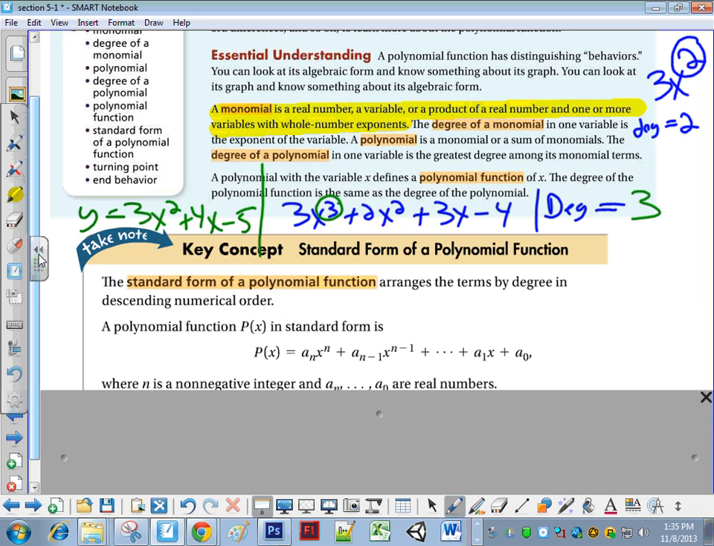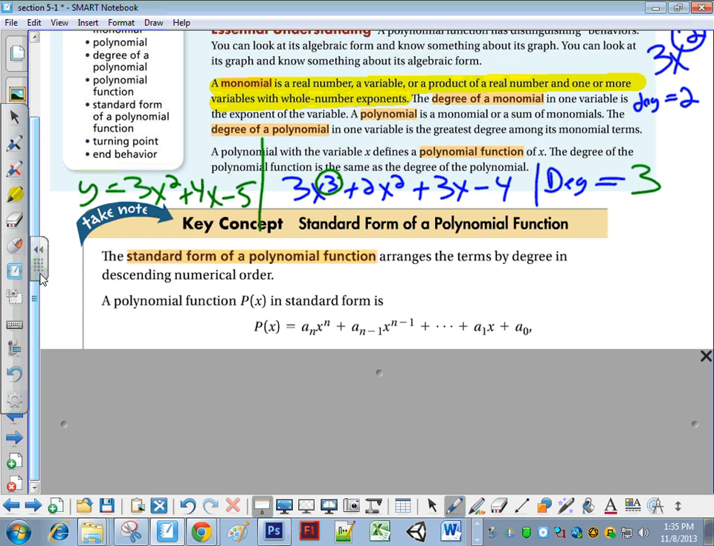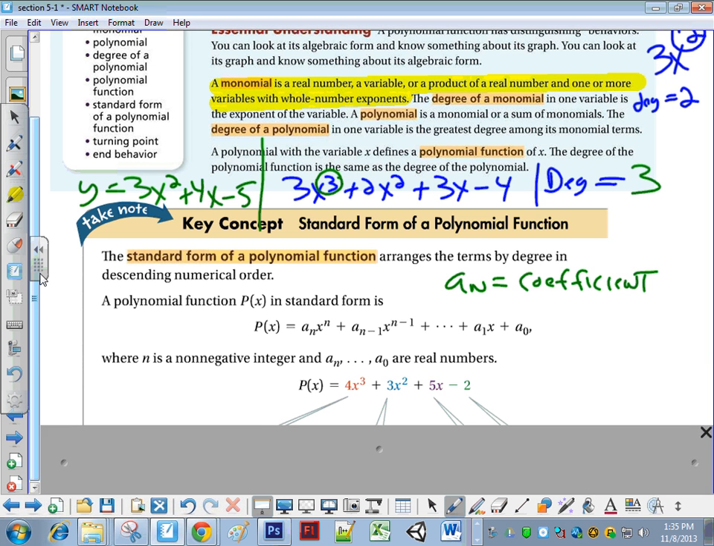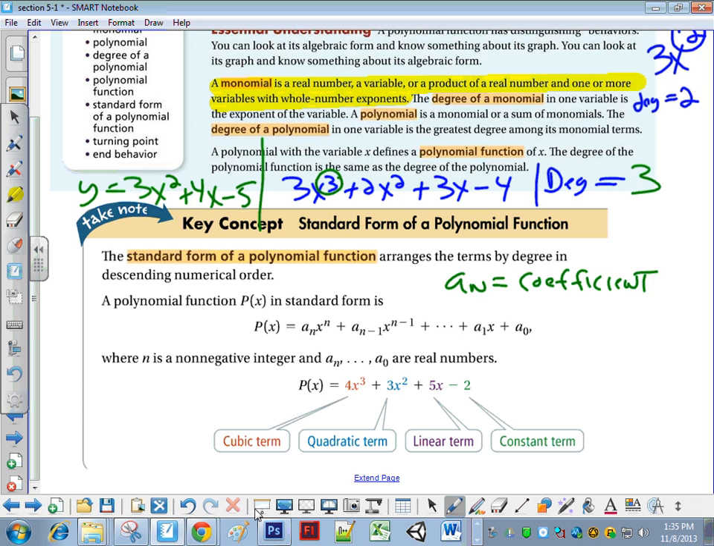And I have a couple of examples for you from the book. They use different terminology here, but they talk about a sub n, which would be a coefficient. They're just showing different coefficients here. All right, they're describing them. Now here's a quick breakdown of some of this.